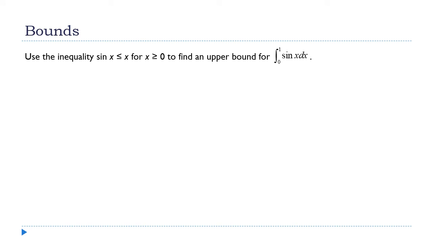Okay, so how about this one? I want to use this inequality, the sine of x is less than or equal to x for x greater than or equal to 0, to find an upper bound for this integral. So how am I going to do this? Well, I'm going to rely on one of those properties we had a few slides back. Remember, we had a property that said if f of x is less than or equal to g of x, then the integral from a to b of f of x is less than or equal to the integral from a to b of g of x.